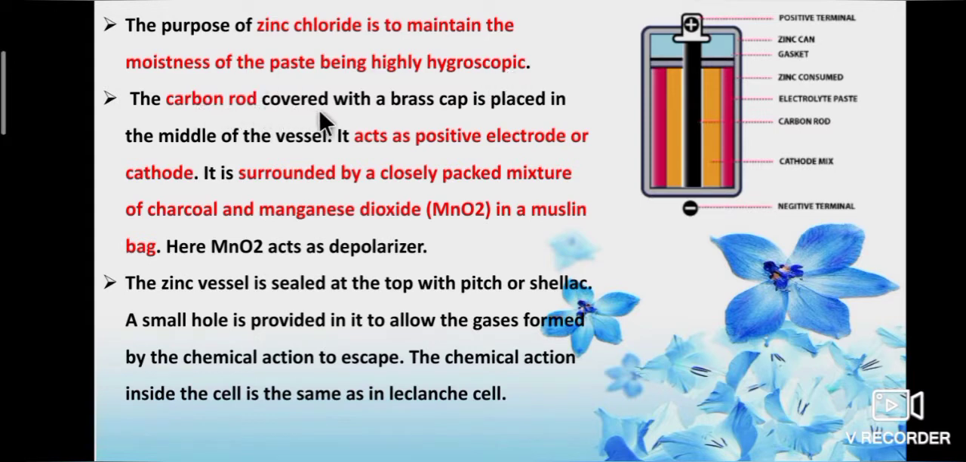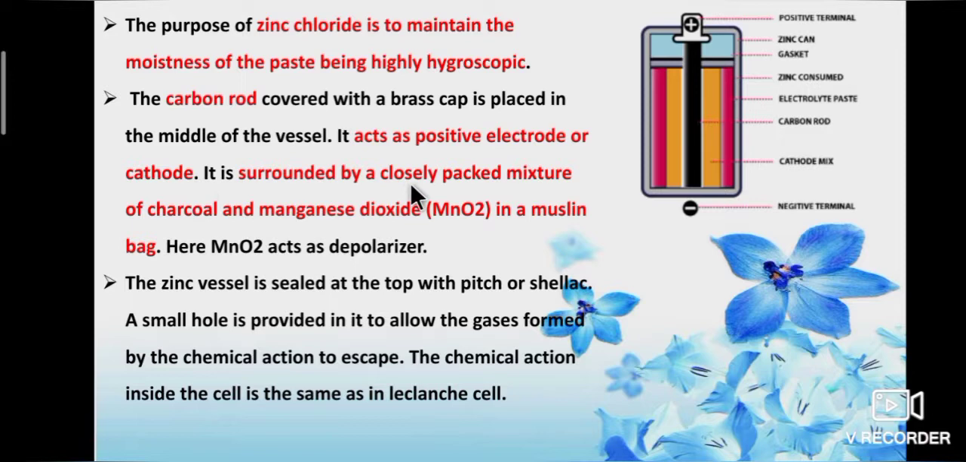The carbon rod covered with a brass cap is placed in the middle of the vessel. See the picture, students. It acts as the positive electrode or cathode. So the carbon rod is here the cathode.